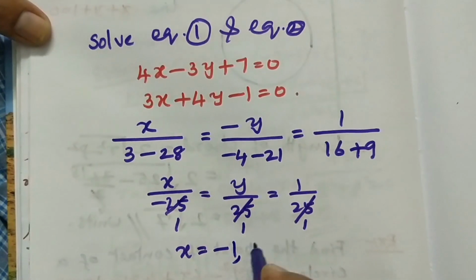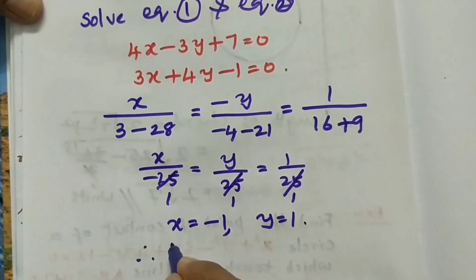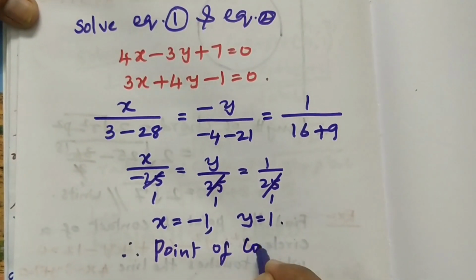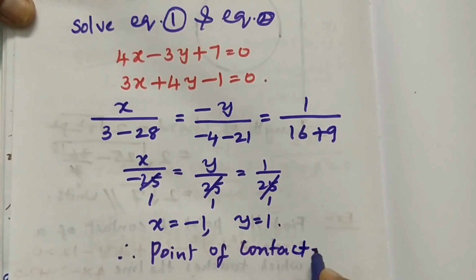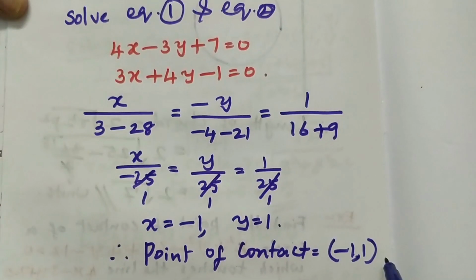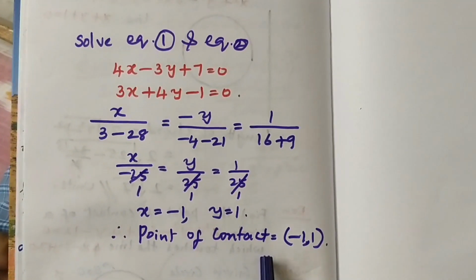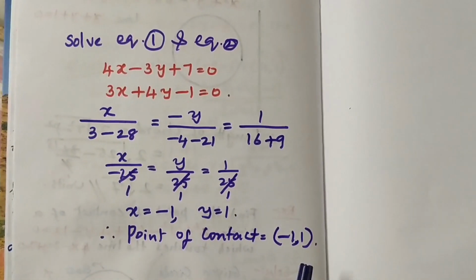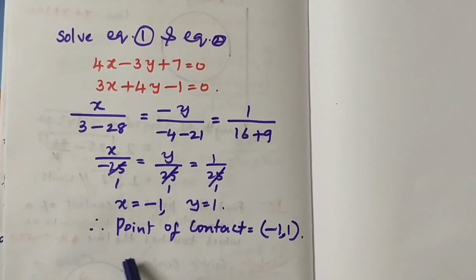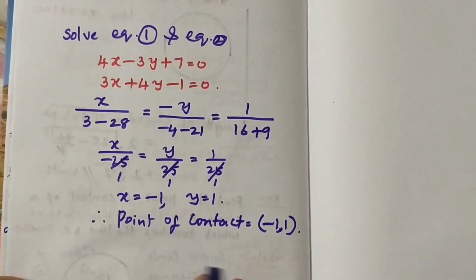Therefore, my point P, the point of contact, is equal to minus 1 comma 1. This is my answer. Find this point of contact by using the foot of perpendicular formula, or, as I told you in the previous problem, by comparing the equation of tangent with the given equation of tangent, comparing the like terms and getting the x, y values.